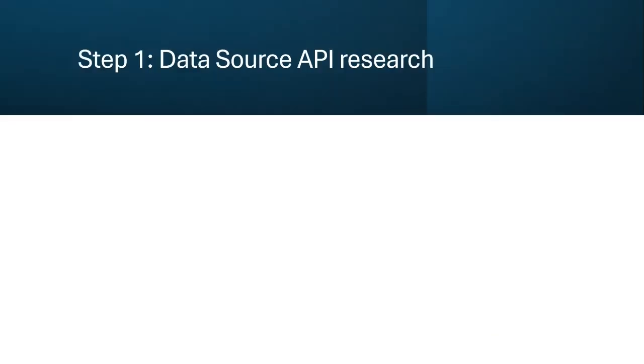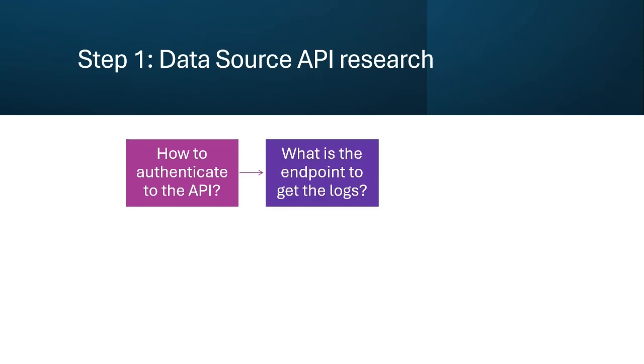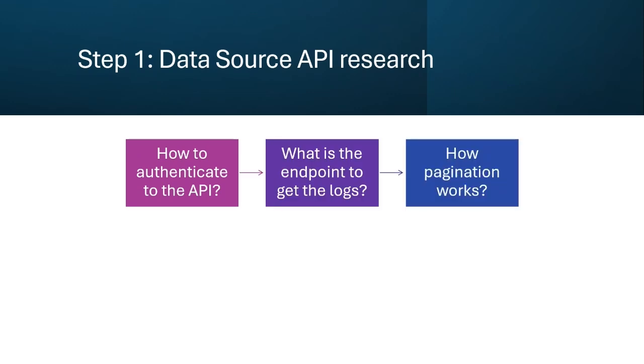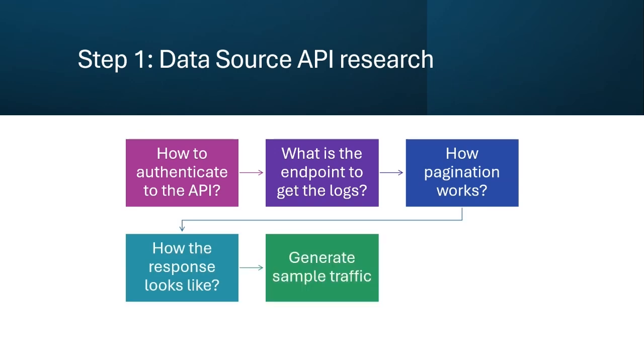Okay, so the first thing that you do, as I said, is the data source API research. So again, we need to ask the API these different things. How to authenticate with the API? What is the endpoint that I need to get the logs from? How does the pagination work? What does the response look like? I need to generate sample traffic, right? Because if I don't have traffic, I'm not going to see anything in my response. So if I'm working with a blank third-party system, I'm going to need to generate some traffic, like creating some files, deleting some files, creating some users, things like that. So I see some data to be able to interact with it.